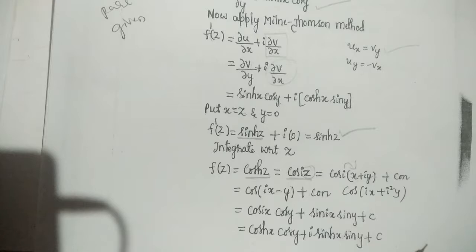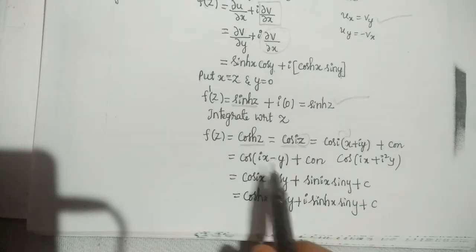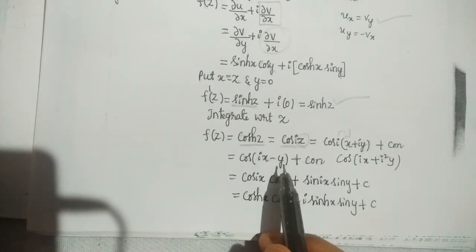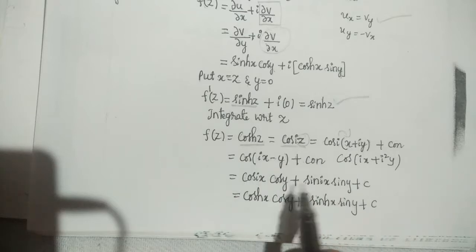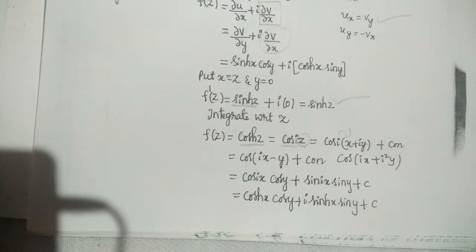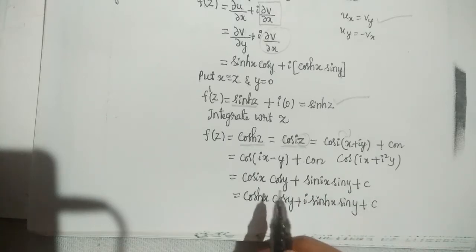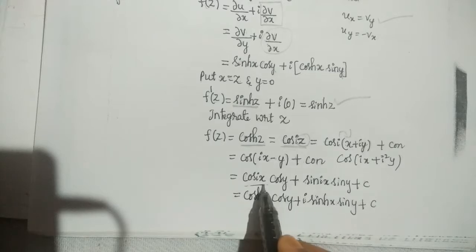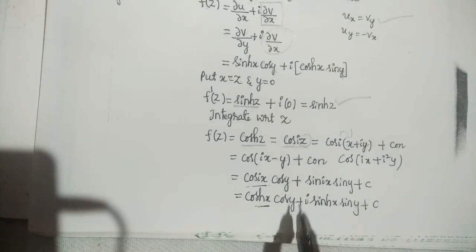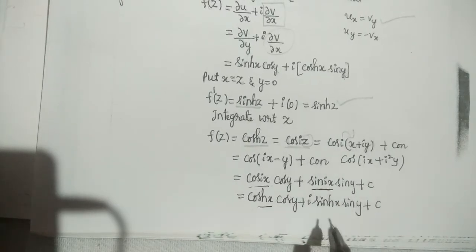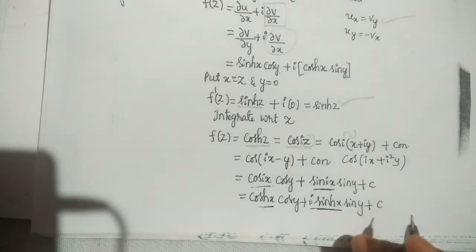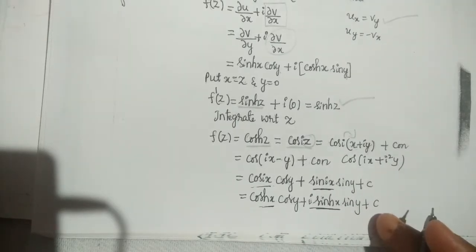Okay, so plus constant. What does this look like? Cos of a minus b. What is the formula for cos of a minus b? Cos a cos b plus sin a sin b. So cos ix into cos y plus sin ix into sin y plus c. Now, what is cos ix? Cos hyperbolic x, and cos y as it is. Sin ix is i sin hyperbolic x, into sin y, plus c.